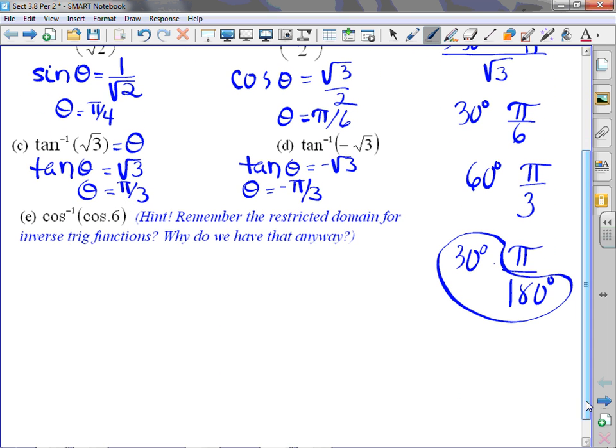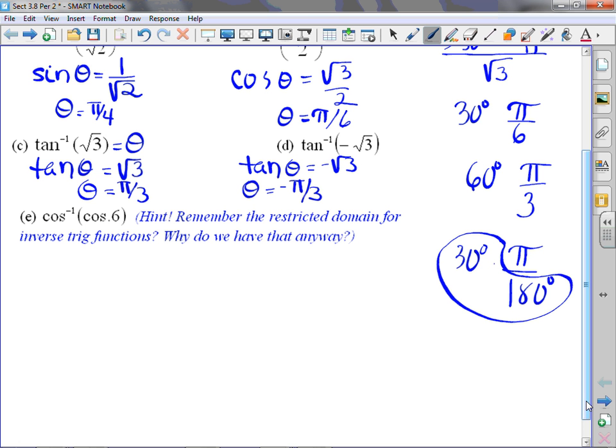Okay, what about the next one? Inverse cosine of the cosine of 0.6. Right, you should be doing these, not watching. We haven't done those. Well, you could. What's inverse cosine and cosine going to do to each other?